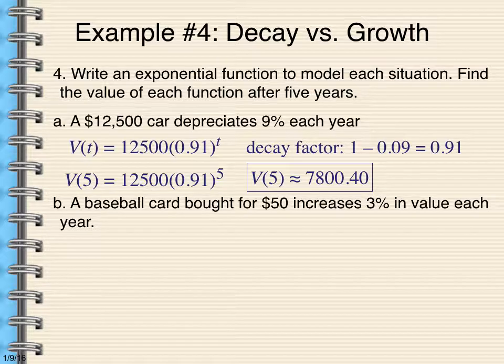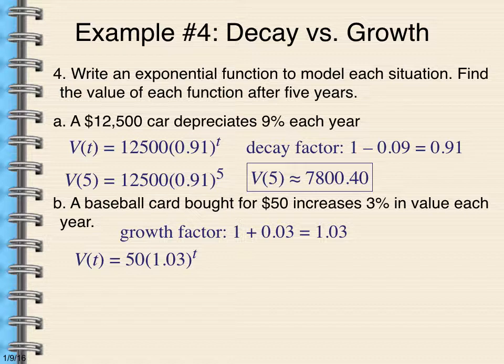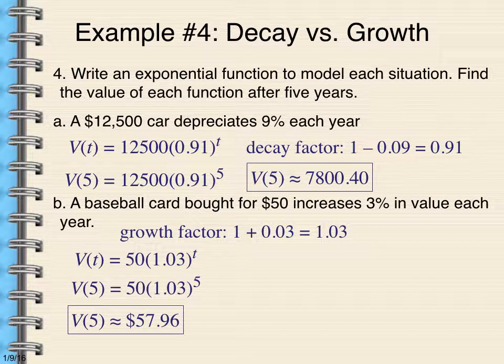Now we'll look at a baseball card, which we're buying as an investment. We bought it for $50, and we find out that it increases by 3% in value each year. So our growth factor in this case is 1.03. Our formula is V, the value of the card after t years, equals 50, the initial amount, times 1.03 raised to the t power. So after 5 years, V of 5, the baseball card is worth about $57.96.